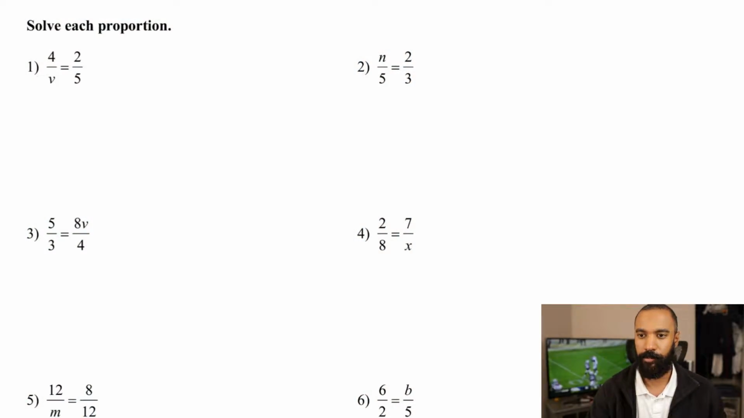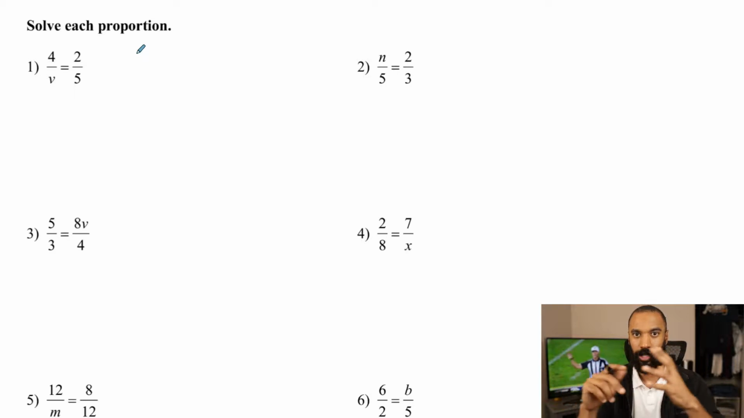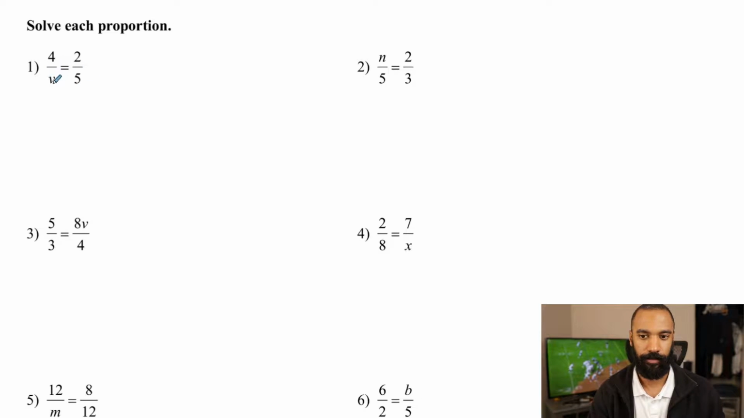So I'm going to do all the problems here. None are circled, which means I do all of them. Let's go in order here, starting with number 1. I got 4 over v equals 2 over 5. Now, just so you're aware, a proportion is two fractions set equal to each other, and we're trying to find the answer to the variable. What value makes this true?